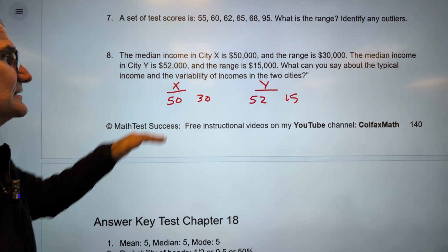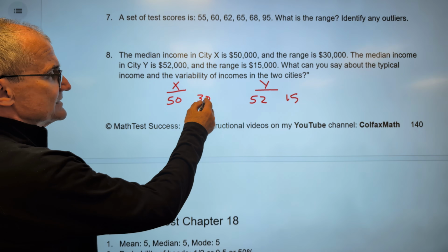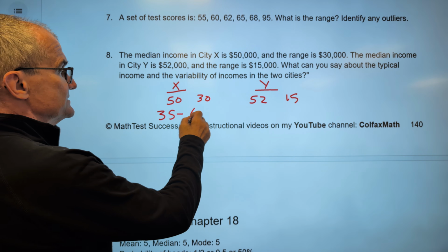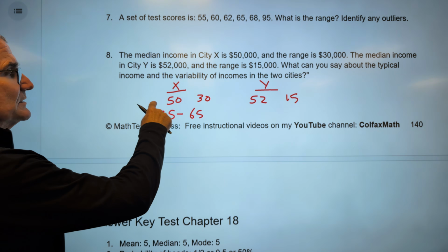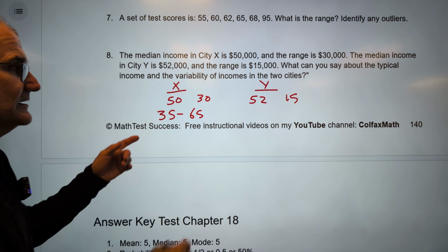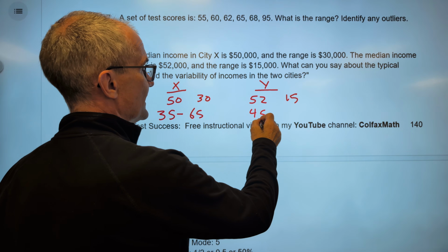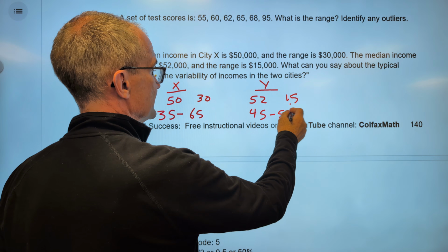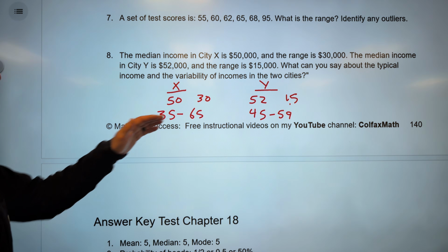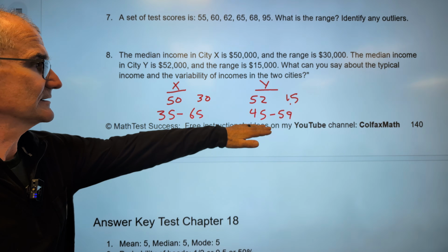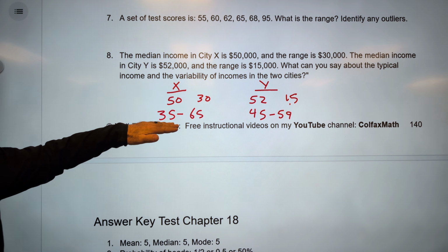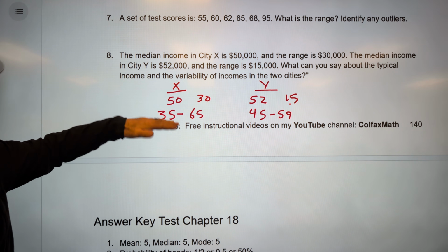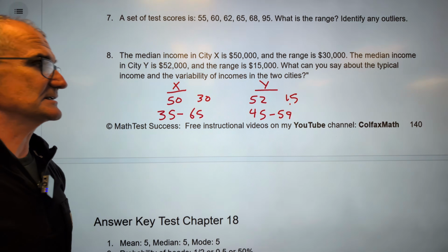These people are making, I would go half of that, say. I would go, the range here is 35 to 65, right? 15 below, 15 above. And here, the range is 45, let's just say 7.5 to 59. So on average, the median is higher here in city Y, but the range is higher here. So there's probably somebody making a lot, 65, and making a little. So there's a higher variability versus city Y.